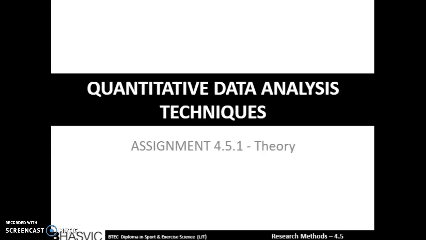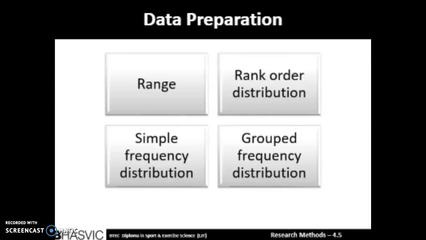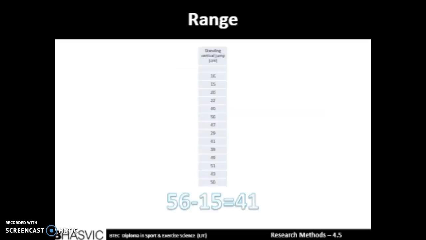Quantitative data analysis techniques. When organizing data, there are four methods of doing so, these being range, rank order distribution, simple frequency distribution, and group frequency distribution. With range, this is when you get the difference between the lowest number and highest number out of the data sample.